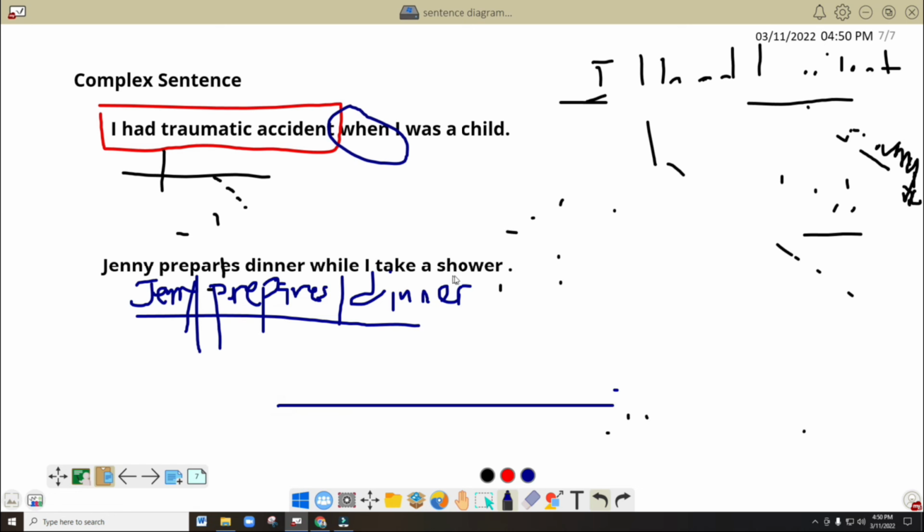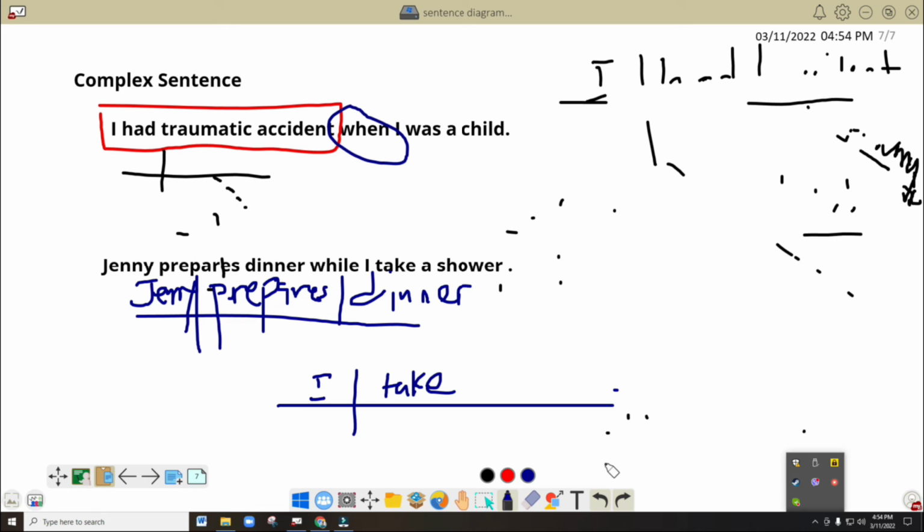So while I take a shower, so the subject here is I, the verb is take, and of course, shower should be a what? Take a shower. What do you think? So how are we going to do this one? Do we have to include a shower here, or we have to put it in here? Does it describe our take? I take a shower, take. So what do you think?